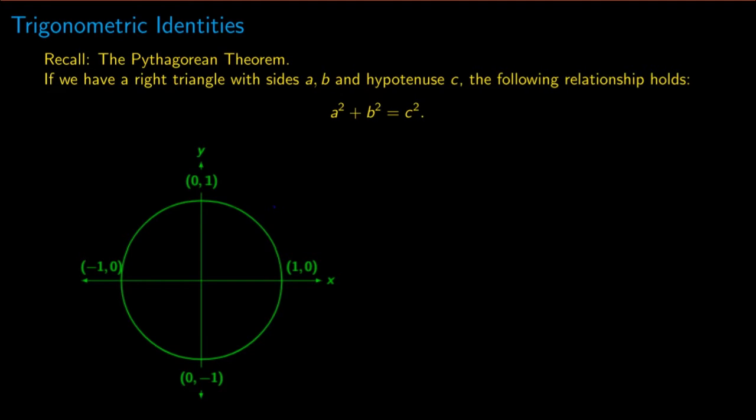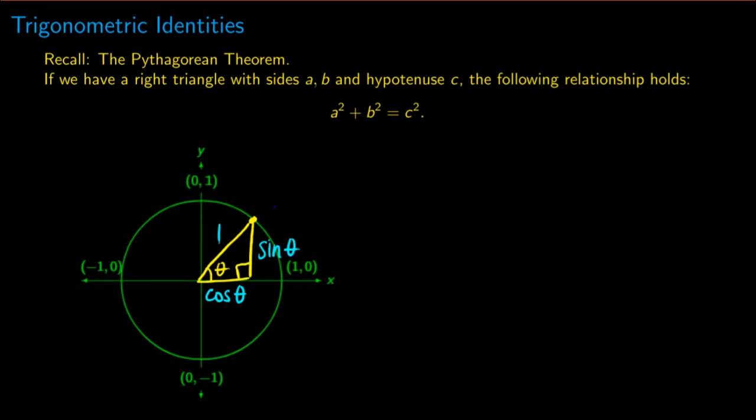Now we'll recall the Pythagorean theorem. The Pythagorean theorem says that if we have a right triangle with sides a and b and hypotenuse c, the following relationship holds: a squared plus b squared equals c squared. So let's recall from the last screen, I have my unit circle pictured here in the bottom left. If I take a point here, I can make this right triangle. I'll label my angle theta. And then I remember this y distance is sine of theta, and this x distance here is cosine of theta, and my hypotenuse is just 1.